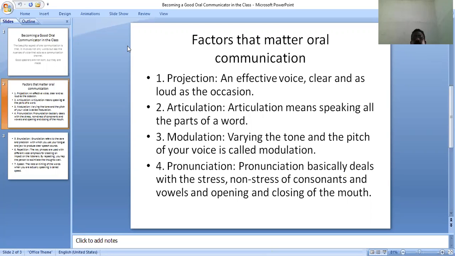See, now the factors that matter in oral communication. The first one is projection, an effective voice.